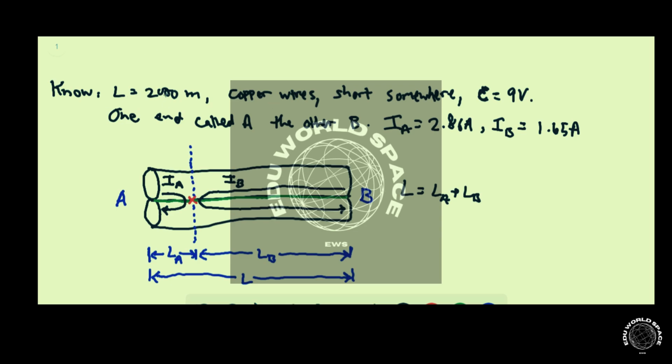So I've given a diagram here, but we're given right away the length, and the material, so it's copper. The wires are in contact somewhere, so that's what the short means. We have an EMF, a battery with negligible internal resistance, so it will put out 9 volts. One end we call A and one end we call B. Let's say the current at A, which I'll call IA, is 2.86 amperes, and the current at B, which is IB, is 1.65 amperes. And it's nice to have a picture because it helps you to get oriented.